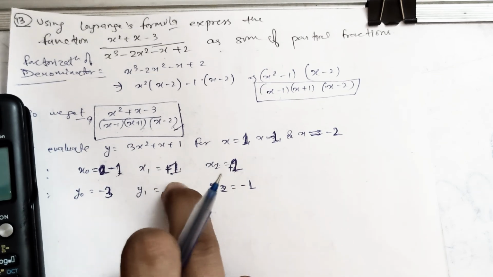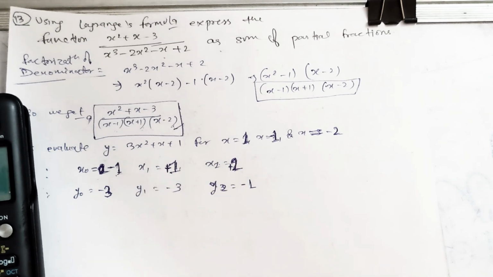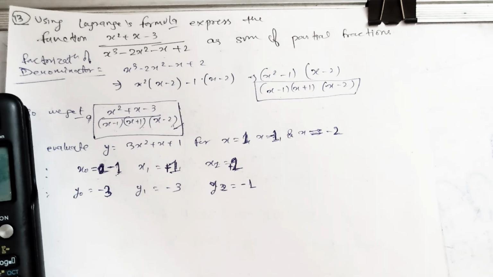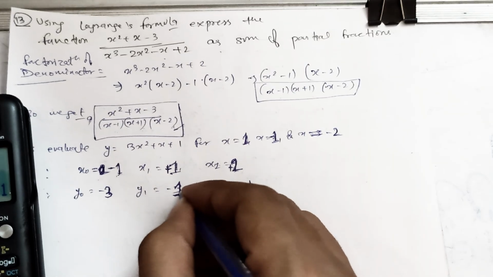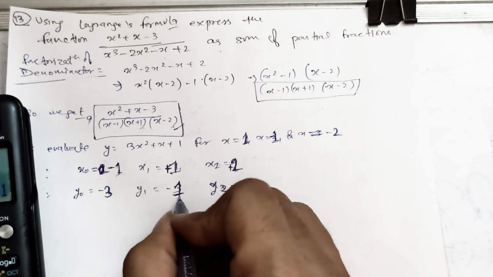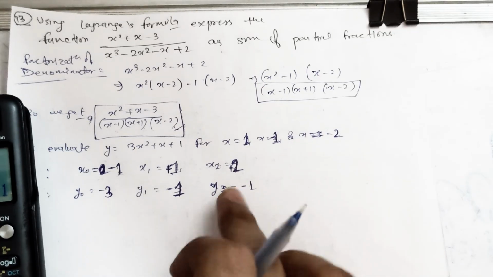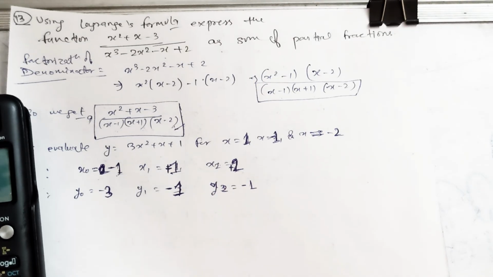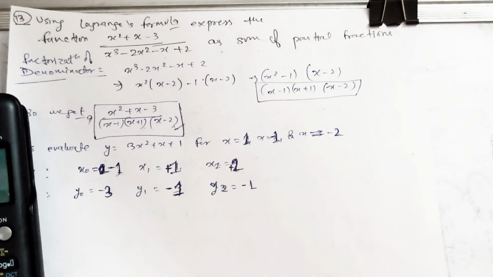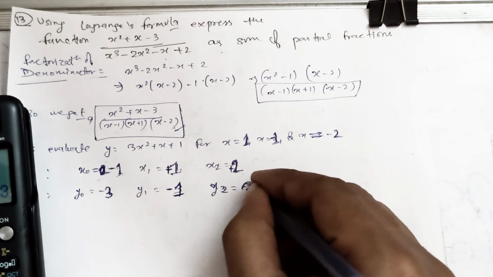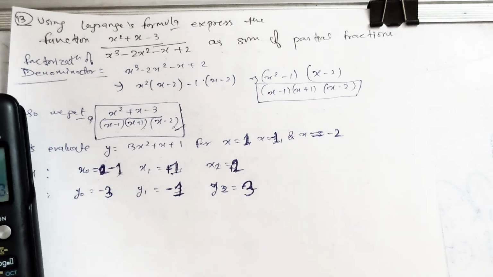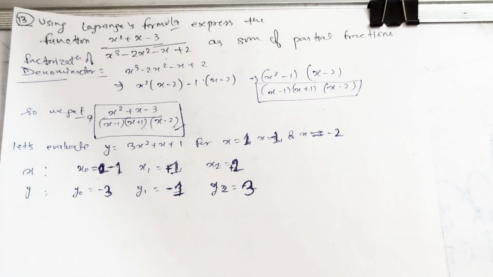For +1, I'm going to check: 1 squared will be 1, and x is also 1, and minus 3, so we get −1. For the value 2, 2 squared will be 4, plus 2, minus 3, so we get 3. The value of y2 will be 3 here. Now we have evaluated every term.